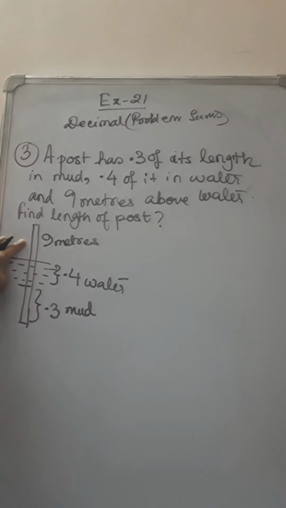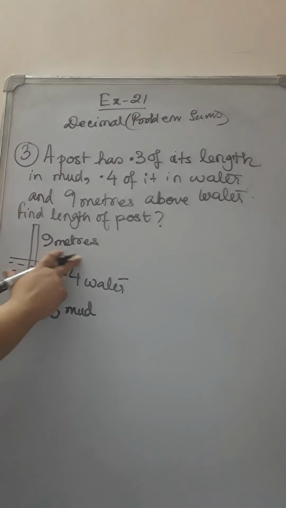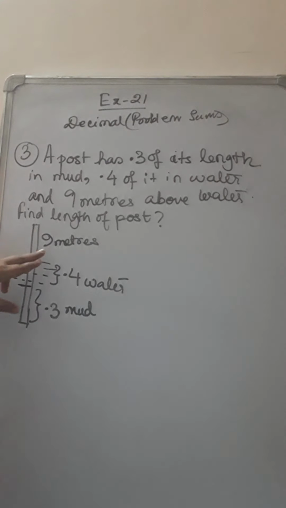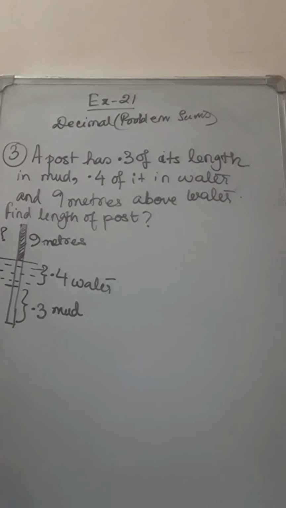And here the information is given to you straight away as measurement. How much of the post is outside water and mud, that is 9 meters given to you. That means this much is 9 meters. But here it is not given in fraction. What is the fraction of the post that is outside mud and water? So first, how will we find out?